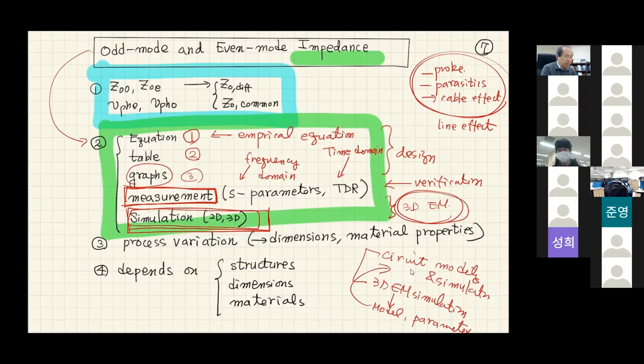But a more difficult thing is that we have process variations, and this impedance depends on structures, dimensions, and materials. Process variation comes from material properties and dimensions, and those are mostly the responsibilities of PCB manufacturers. In addition to that, sometimes we have temperature effects.